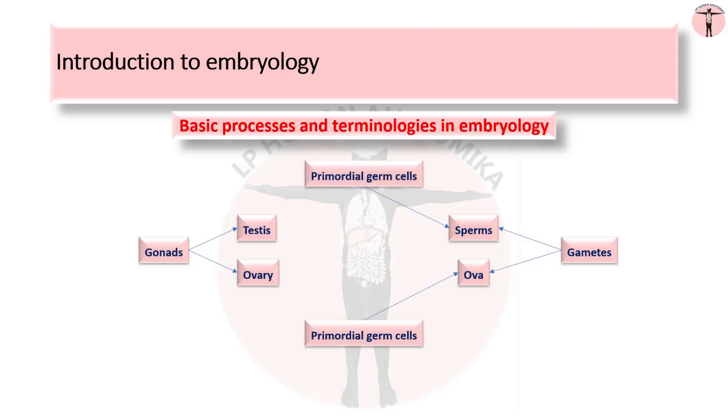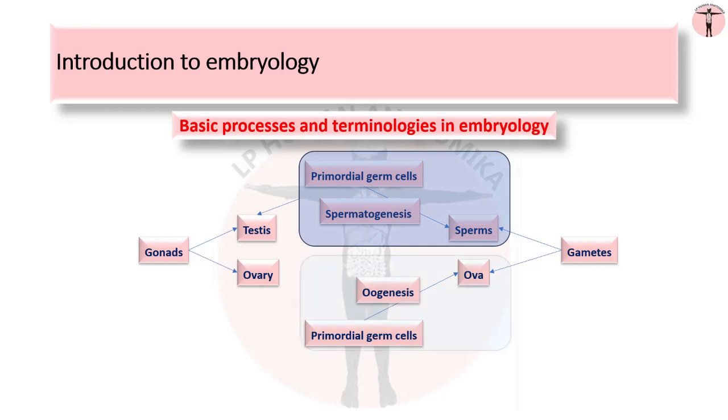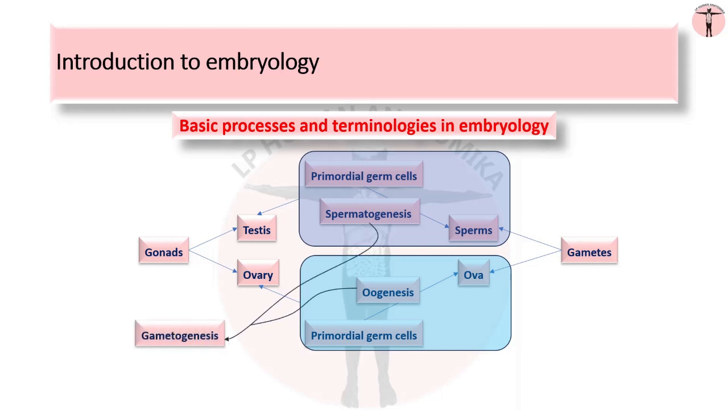The process of formation of spermatozoa is called spermatogenesis, while the process of formation of ova is called oogenesis. Spermatogenesis occurs in the testis, while oogenesis occurs in ovaries. The two are collectively referred to as gametogenesis.